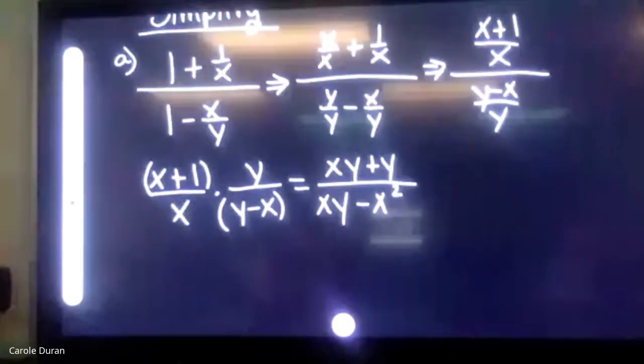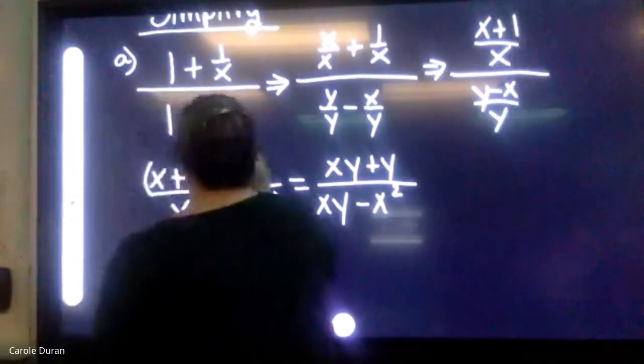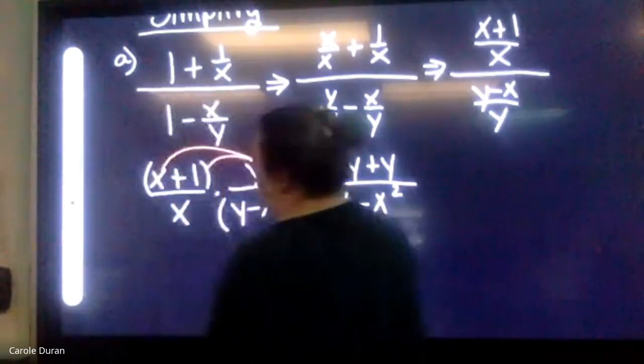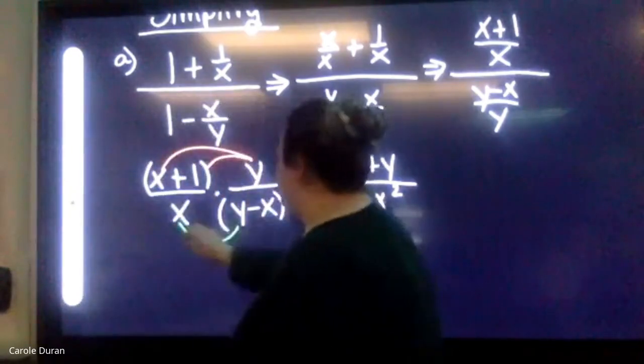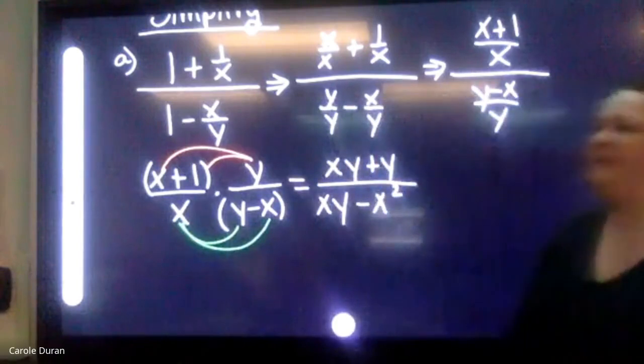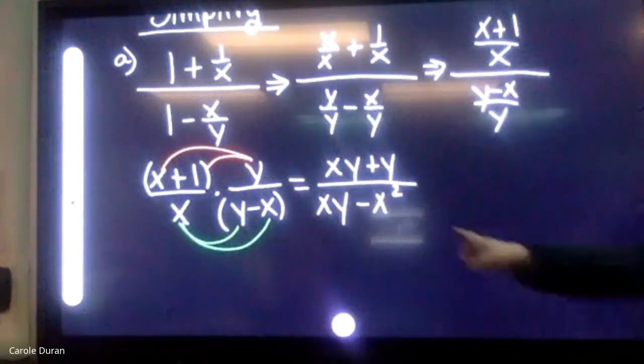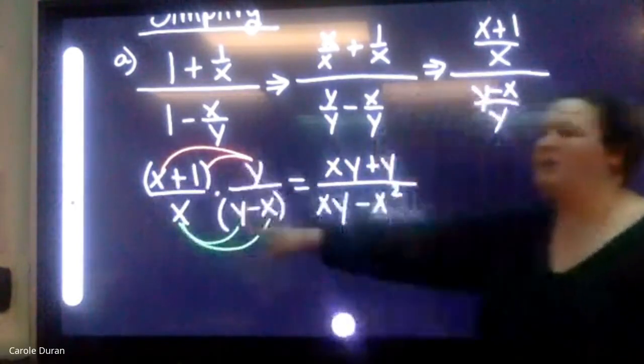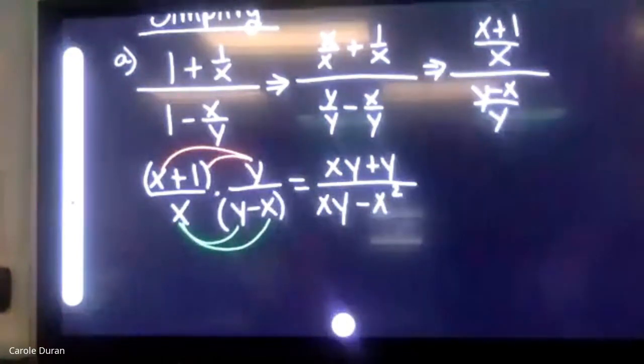How did you get the xy plus y over xy minus x squared? Oh, I distributed this y into both of those, and I distributed this x into both of these because I was multiplying them together. But you could have left it like this as one fraction. That would have been acceptable. I just prefer the look of the second option.